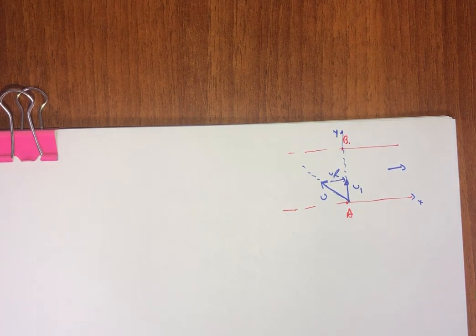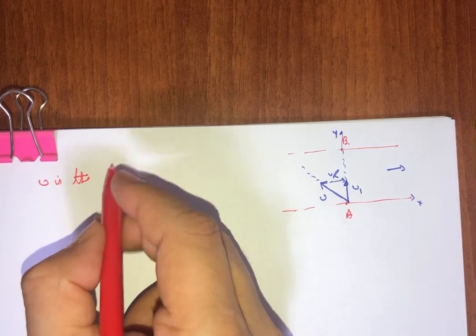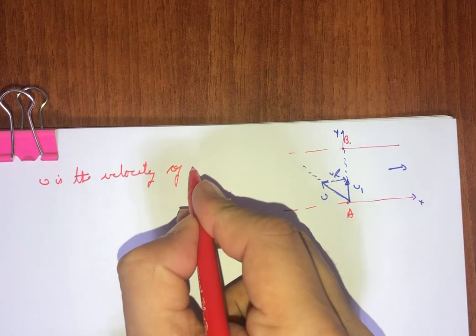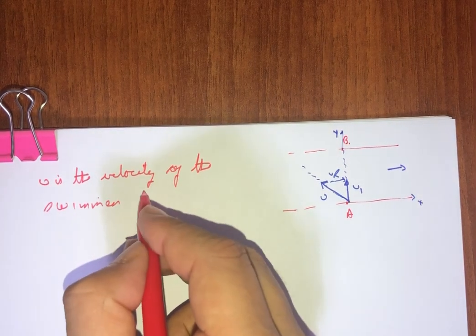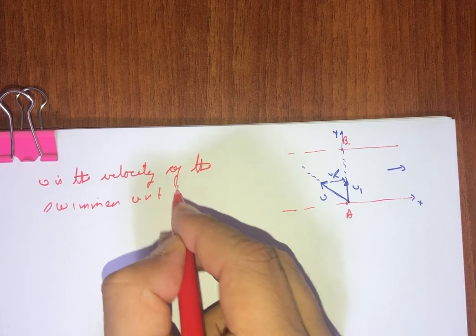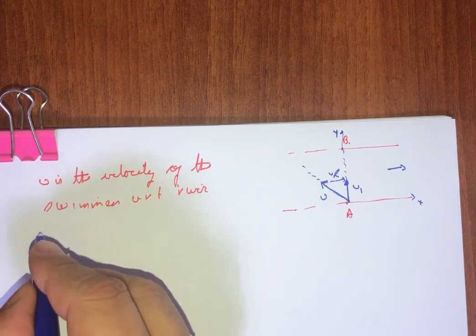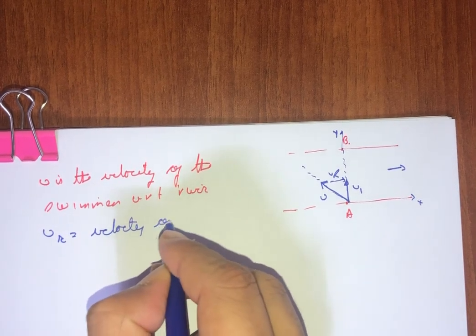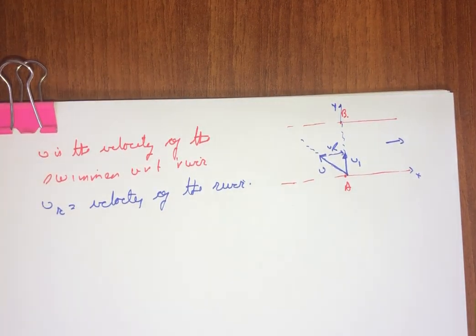So if v is the velocity of the swimmer with respect to river, and vr is the velocity of the river. Okay, so first हमारे पास swimmer A.